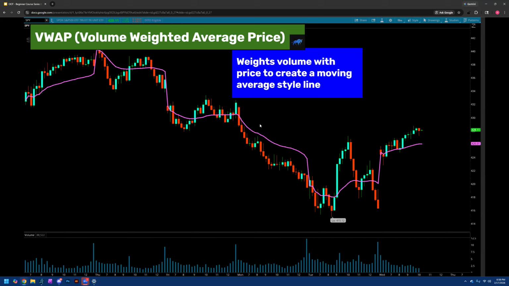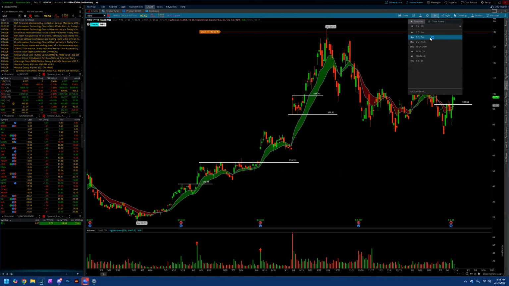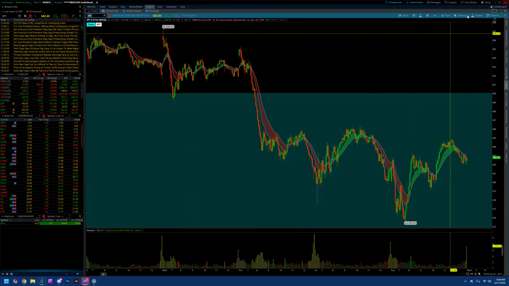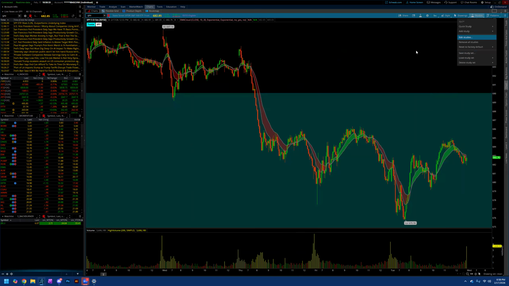The difference, though, is that the movements are weighted based on volume. And I'll actually show you guys just a quick example of that just from today's price action. And what you're going to notice is when volume is higher, that VWAP line is going to move a little bit more rapidly. So let's just take a quick peek at that.